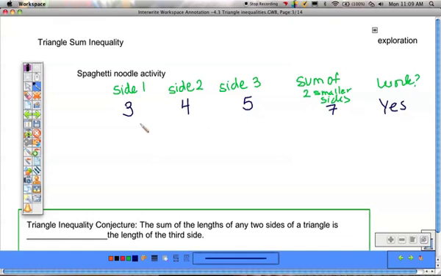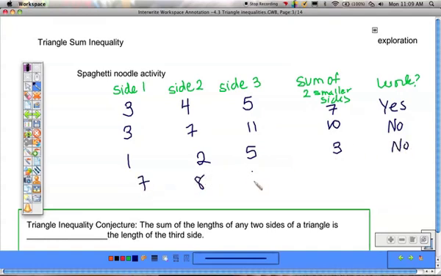Let's pick some more numbers. Let's say we had 3 and 7 and 11. All right, 3 and 7 add up to 10. The last side's 11, and this actually, if you try it, does not work. Let's do 1, 2, and 5. These add to 3, the two smaller sides. This does not work. Let's do 7, 8, and 10.